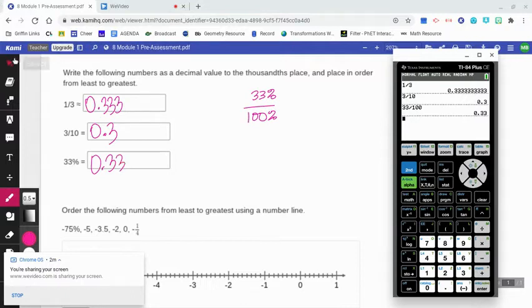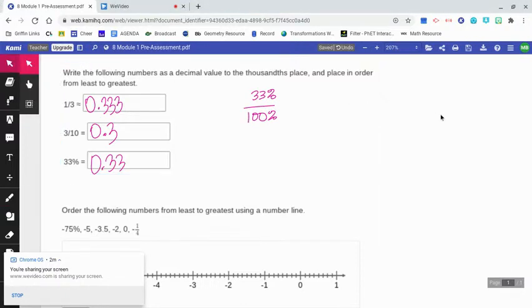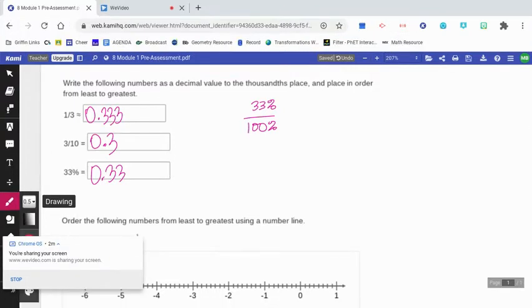So I've got 0.33. Now, whenever we go to put our numbers in order from least to greatest, we want to make sure that we're keeping them in their original form. Before I do that, I like to number them off just so I know. Thinking about money, this is the least, this is the middle, and this is the most. And that helps me when I'm ordering. So putting in the original form, I've got 3/10ths, comma, 33%, comma, and then 1/3.